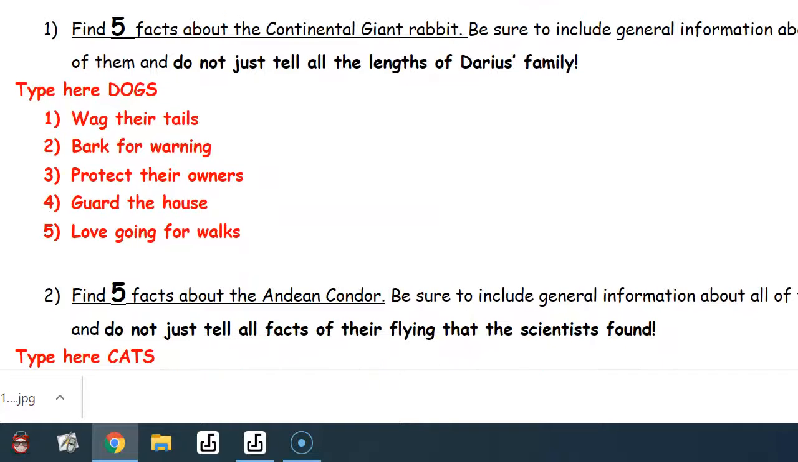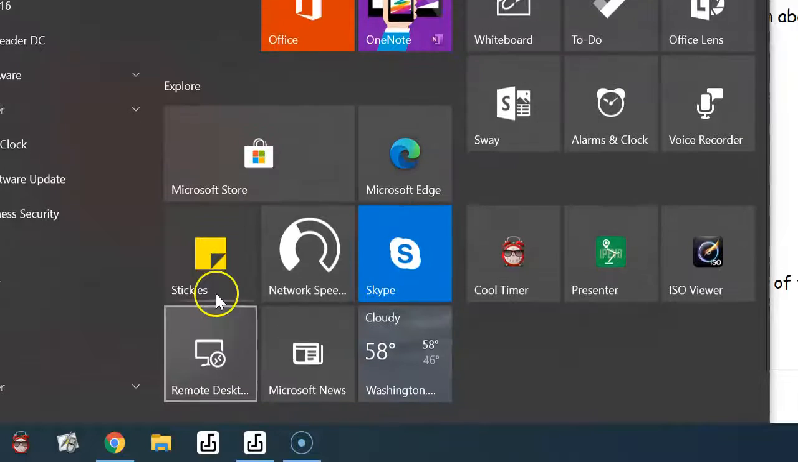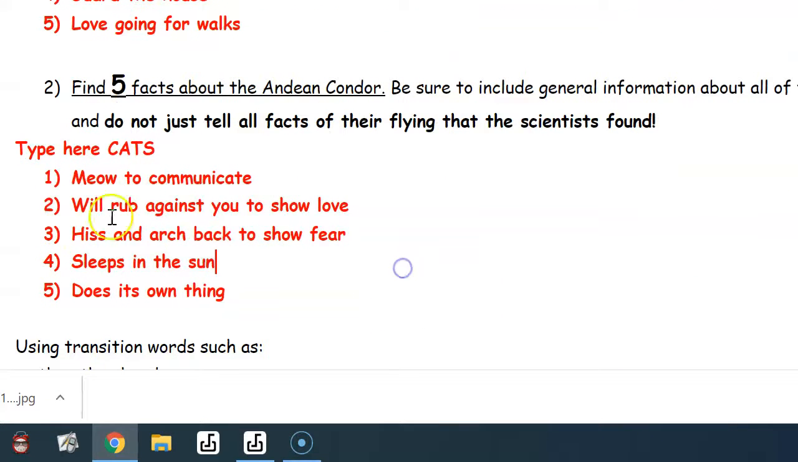Okay? So, in order to not blow the concepts, I chose dogs and cats. So, I have my five because you're going to find five facts about the rabbit and five facts about the condor. So, I wrote down dogs and I have five facts about a dog. They wag their tails, they bark for warning, they protect their owners, they guard the house, they love going for walks. And then I chose the cat because I know I can contrast cats very easily. And so I'm contrasting cats. They meow to communicate, will rub against you to show love, hiss and arch back to show fear, sleep in the sun, and does its own thing.